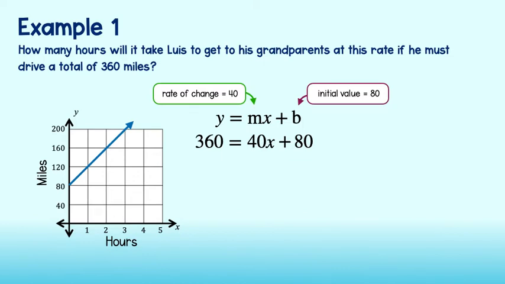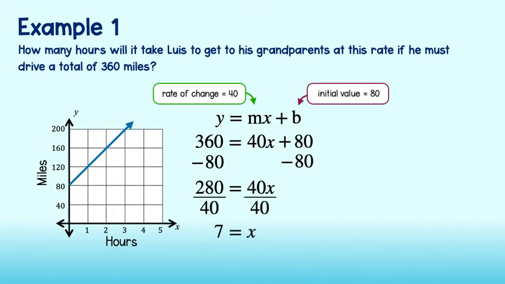So let's see. First, subtract 80 from both sides to get 280 equal to 40x. Then divide both sides by 40 to get 7 equal to x. It will take Lewis 7 hours to get to his grandparents.